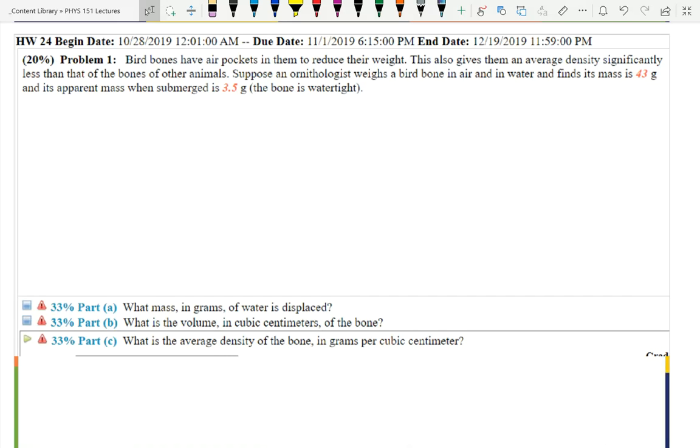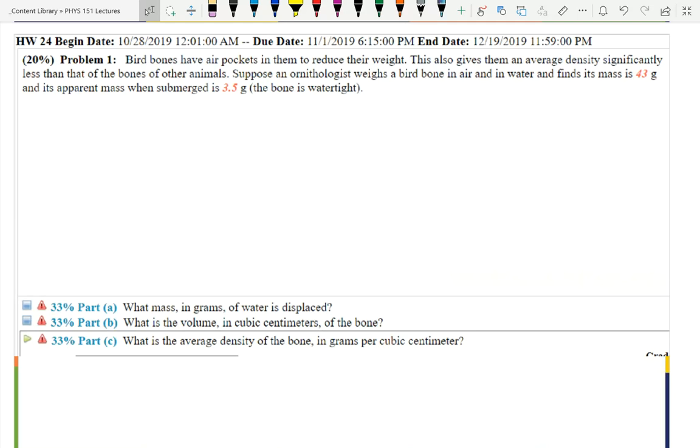So problem number 1: bird bones have air pockets in them to reduce their weight. This also gives them an average density significantly less than that of the bones of other animals. Suppose an ornithologist weighs a bird bone in air and water and finds its mass is 43 grams. How would he find the mass is 43 grams if he weighed it? You do kind of the same thing we did for lab the other day. Weight is mg, so if you measure the weight and you divide by g, you can calculate what m is.